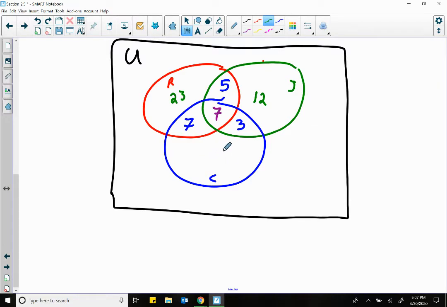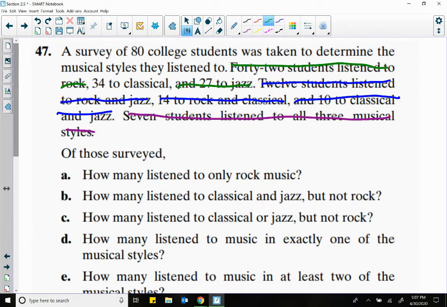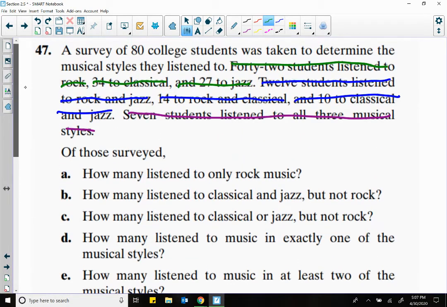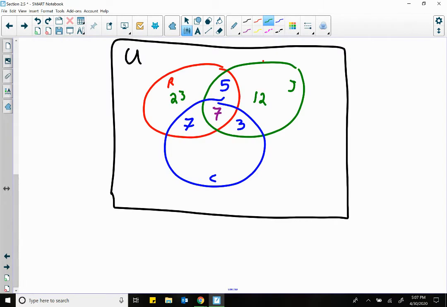Down here, this is classical. Up here it says classical is 34. So again, my entire blue circle must add up to 34. But we've already taken care of 7, 7, and 3. So 7 plus 7 plus 3 is 17. And again, 34 minus 17, there are 17 just classical students.